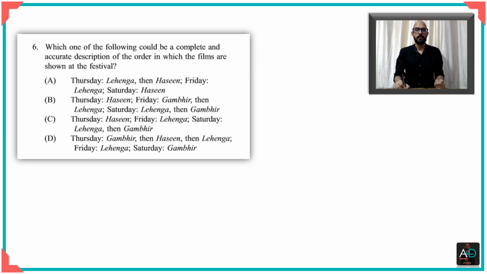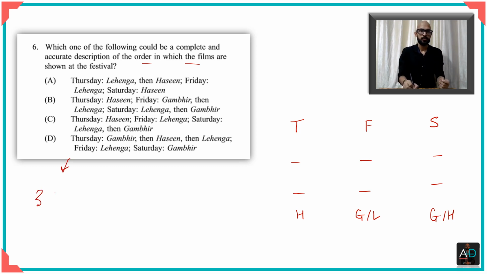So as you know that we have Thursday, Friday, Saturday, and we have Haseen at the end here. We have Gambhir or Lehenga at the end, and here we have either Gambhir or Haseen. So it says which of the following could be a complete and accurate description of the order in which films are shown at the festival, which means that out of these options 3 are wrong and 1 option is right. So let us go option by option. Let's first see as to what option A says.